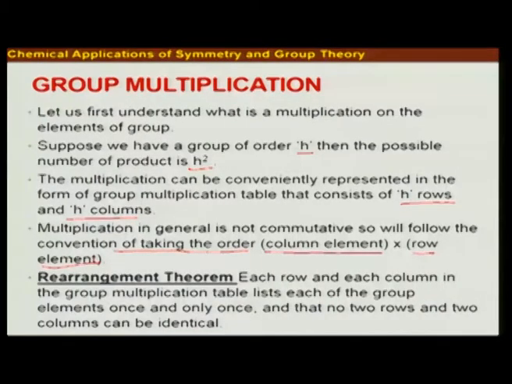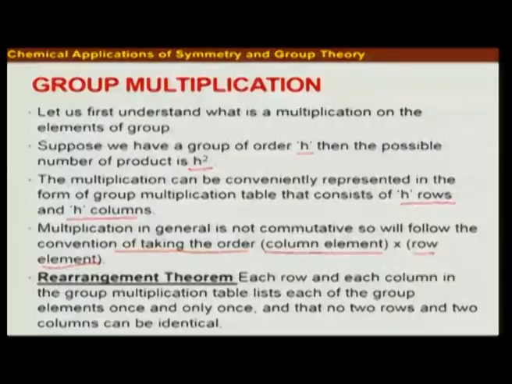Now at this point there is one theorem called the rearrangement theorem, which is important in the context of this group multiplication table. So what does this theorem say? It says that each row and each column in the group multiplication table lists each of the group elements once and only once, and that no two rows and no two columns can be identical. So the proof of this theorem is pretty simple.